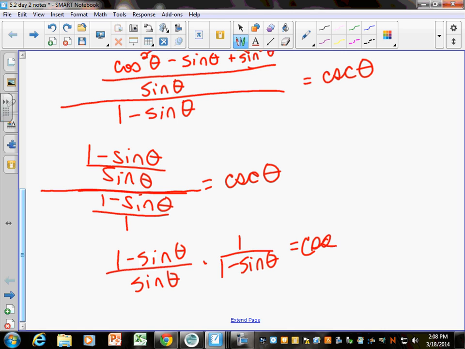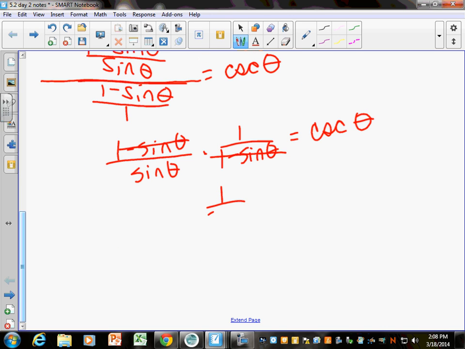Oh my gosh, I can't spell cosecant anymore. Do you see it? When I get to this point, I start seeing that stuff's going to be able to cancel out. And if you just wrote cosecant there, I'm okay with that, but I'm going to write 1 over sine theta equals cosecant theta.